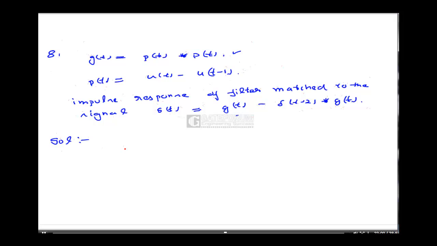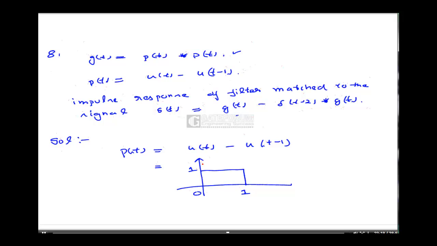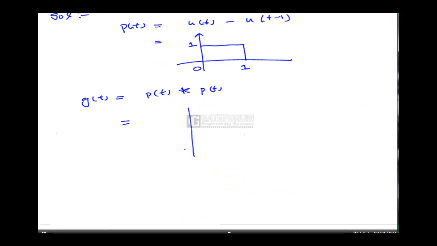First of all, what is p of t? The p of t signal is u of t minus u of t minus 1. On drawing, this will become a rectangular pulse from 0 to 1. This is my p of t. Now g of t is p of t convolved with p of t. When I convolve a rectangular pulse with a rectangular pulse, it will be a triangular pulse. The range will be from 0, 1 and 2. This is my g of t.